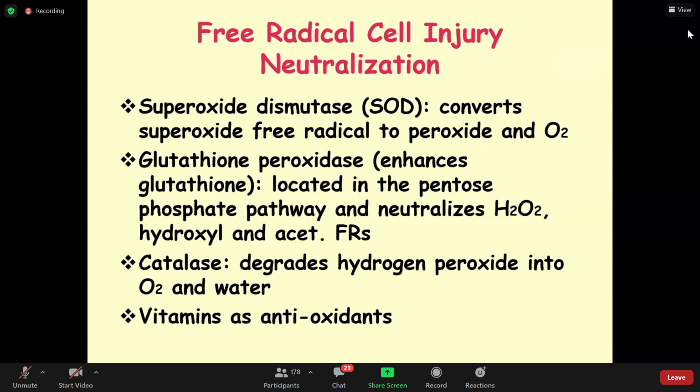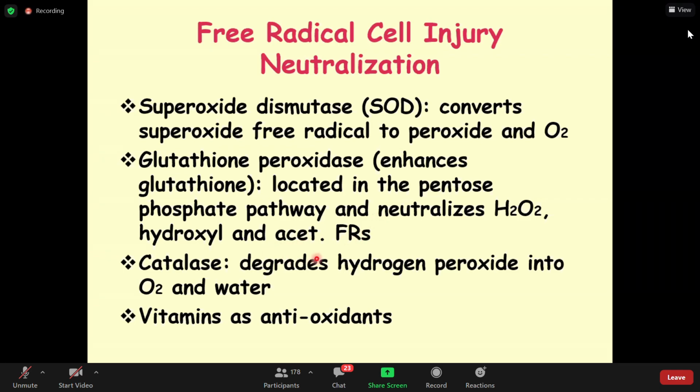Right, so now the neutralization systems that I just mentioned to you, either it's going to be specific or it's going to be one size fits all. So in this case, you will see that the glutathione peroxidase, I'm sorry, is going to be taking care of the hydrogen peroxide, the hydroxyl group, and the acetaminophen free radicals.